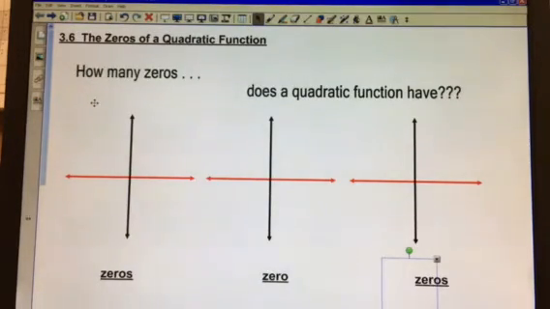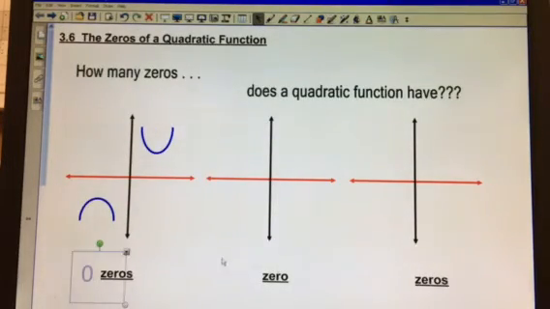So when you draw a parabola, how many zeros does a quadratic function have? What are the different possibilities? Well, first you can consider the following. If you have a parabola that opens up and it sits above the x-axis, you will have no x-intercepts or zeros. Or if you have a parabola that opens down and sits below the x-axis, you will also have no zeros. So that's case 1.